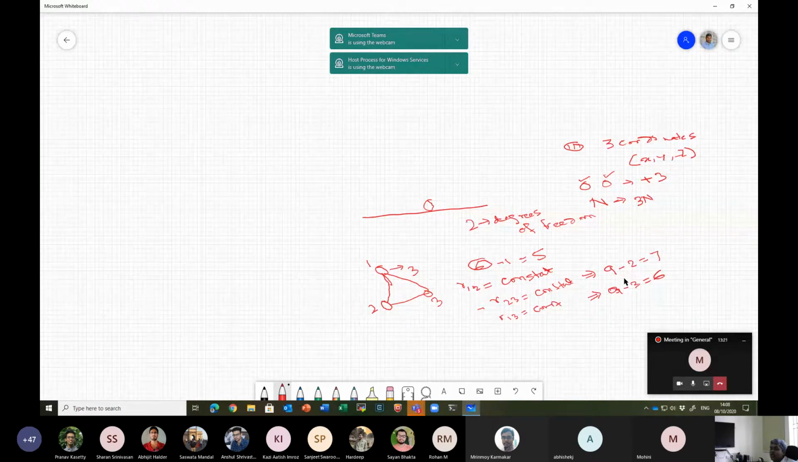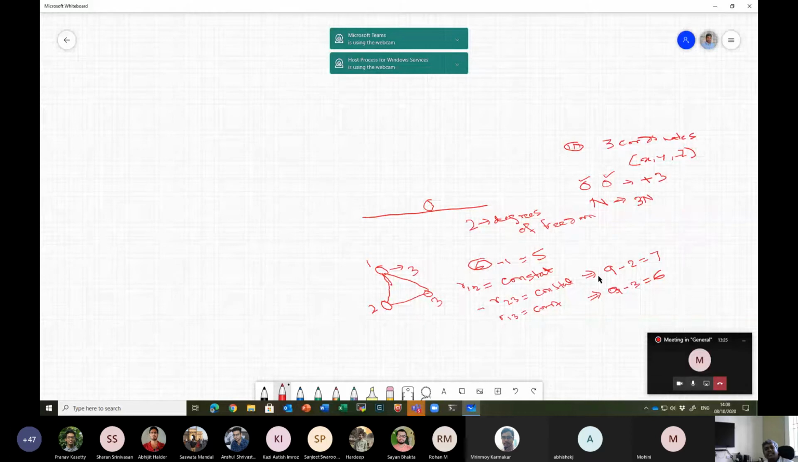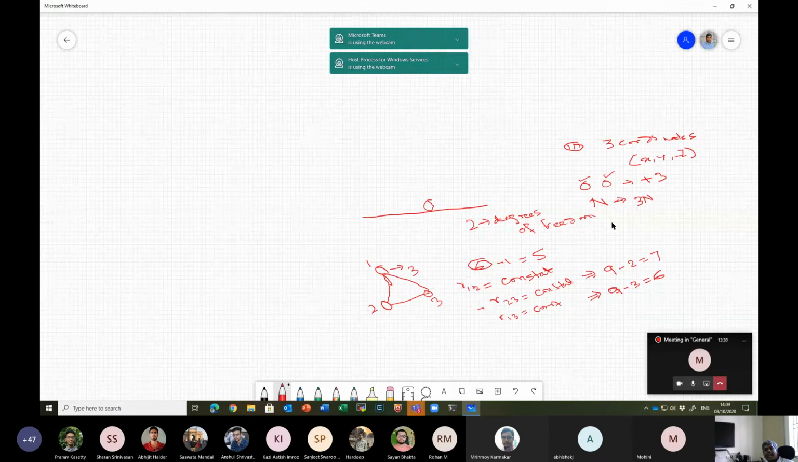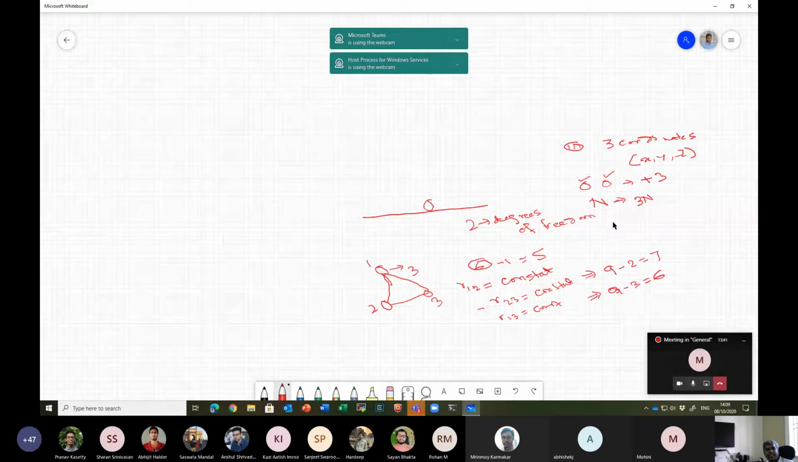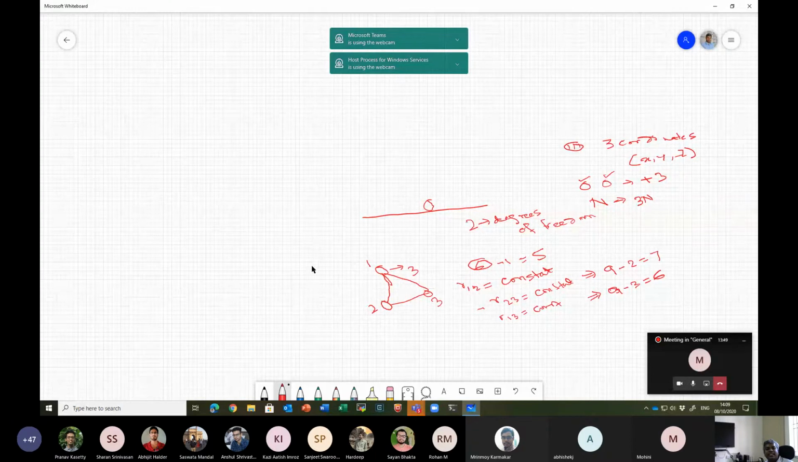This is a very important concept to understand, because if I want to write the equation of motion for this system, later when you go to the Lagrangian, you will see that from the Lagrangian you can easily derive the equation of motion of the system. For doing that, we need to know the degrees of freedom of the system, because without knowing that, we cannot write down the equation of motion. So this is the simplest concept you can consider.